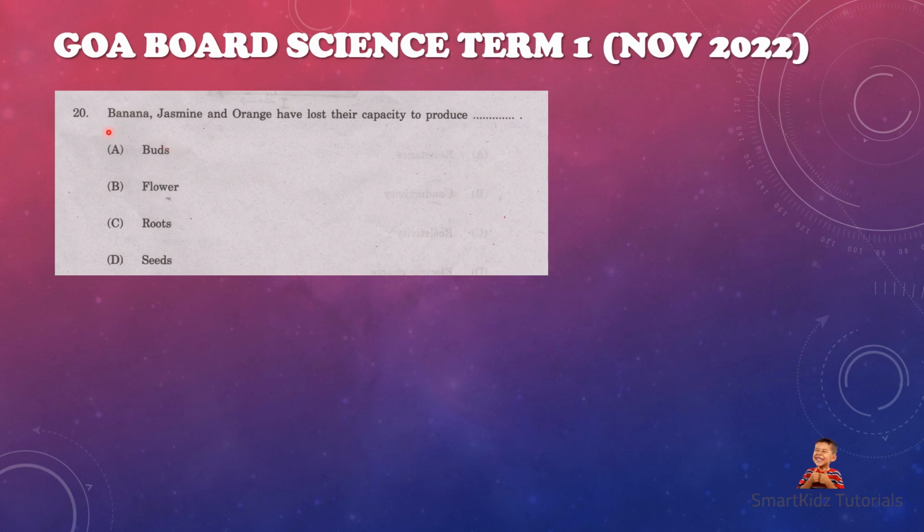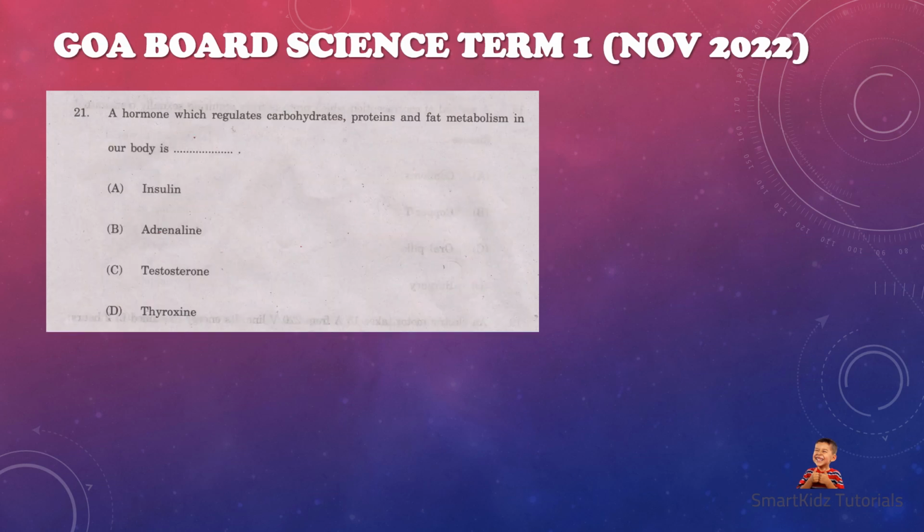20th question. Banana, jasmine and orange have lost their capacity to produce seeds. A hormone which regulates carbohydrates, proteins and fat metabolism in our body is thyroxine. Okay, so testosterone is not dealing with it, adrenaline is also not dealing with it, and insulin deals with respect to just sugar.